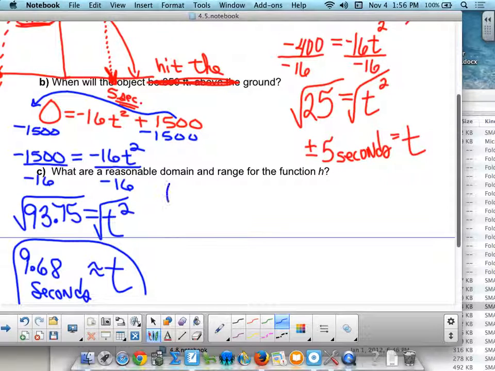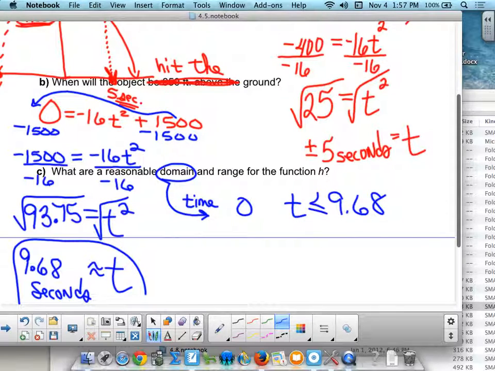All right, ready? What's the domain? By the way, the domain, that's the x values. But we replaced x with what? T. So we're talking time. So guys, what's a good domain here? What kind of time are we talking? 0 seconds up to 9.68. By that point, we're done. The story's done. I'd say time ranges from 0 to 9.68 seconds, less than or equal to that, but greater than or equal to 0.